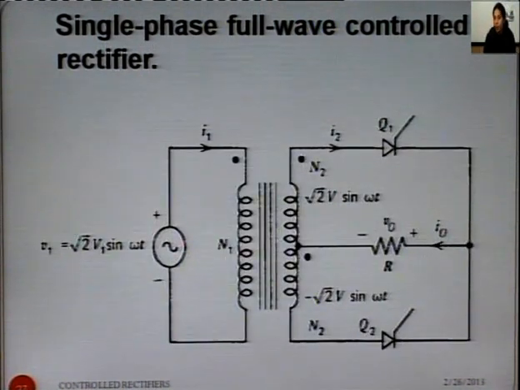This is the circuit of the center tapped rectifier. Here we have the AC source, primary winding N1, and N2 is the secondary winding. We have two thyristors and a center tapped configuration.